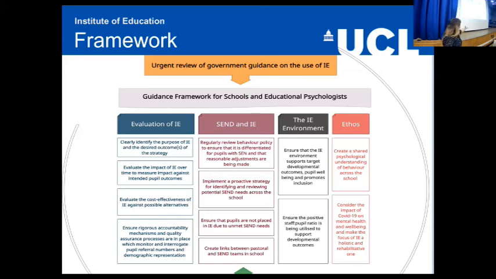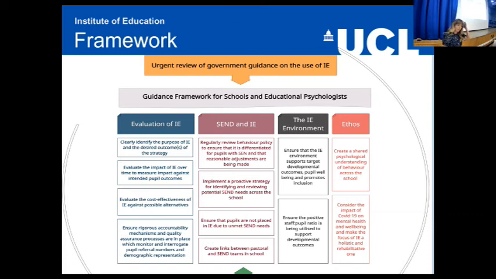This first block here is all about the evaluation of IE. I think it's important that schools identify the purpose of IE and then what the desired outcomes are of it, and then measure against that clearly. And I think EPs have a big role to play here. We are trained in research and in inquiry. We can support them in their evaluation of the process.